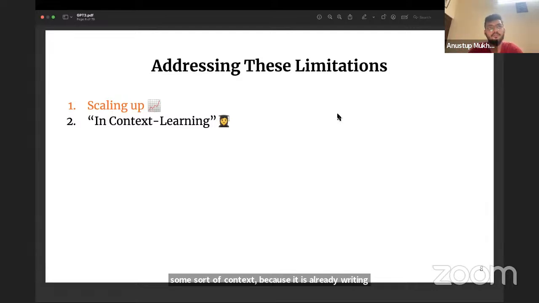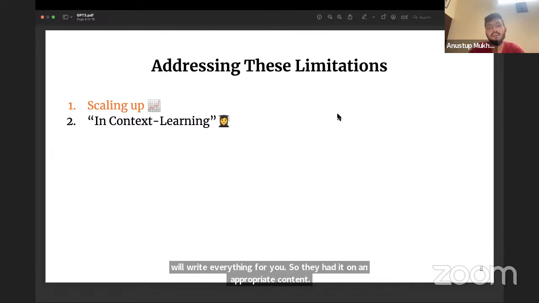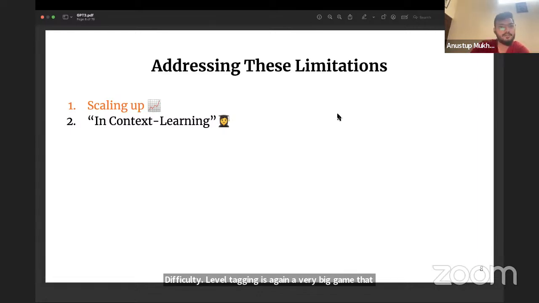So basically, just for an example, if you want to teach artificial intelligence to a class 7 student, and you are using a GPT-3 blog, it will write everything for you from the 1950s to 2021, right? So that is not appropriate content. Difficulty level tagging is again a very big game that has not been cracked by GPT-3, right? This was one of the limitations, right?